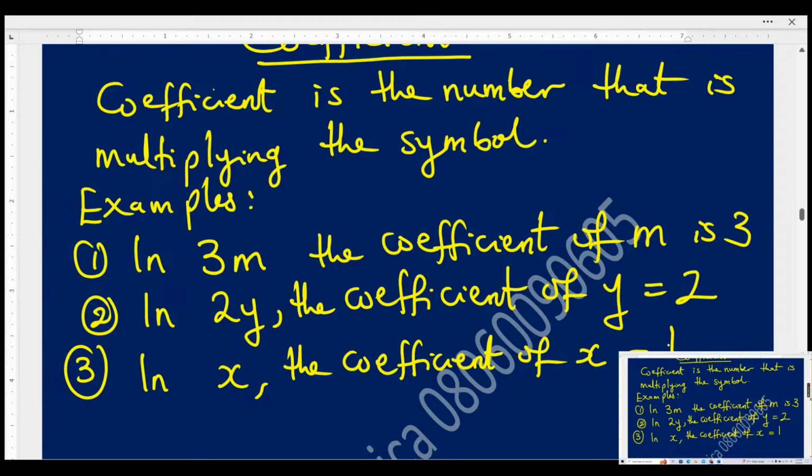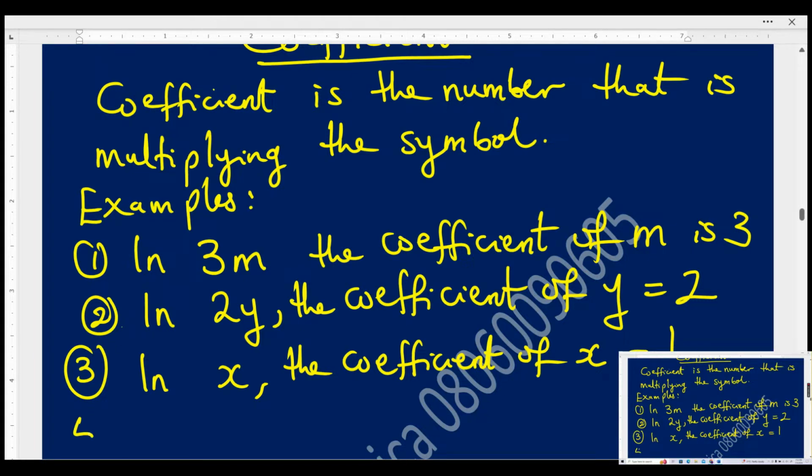Number 2, in 2y, the coefficient of y is 2. The number multiplying y is 2. Okay? In x, the coefficient of x is 1. That is, the number multiplying x is equal to 1. I hope you understand that.